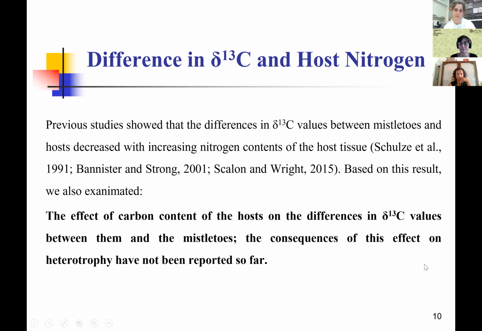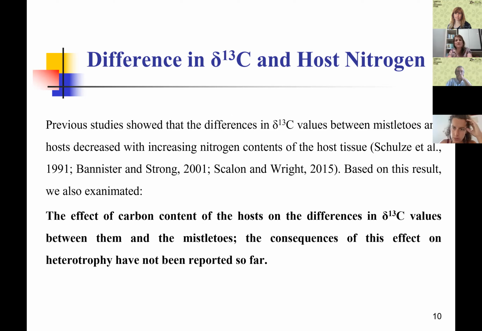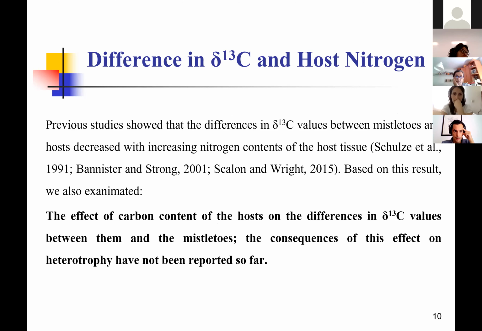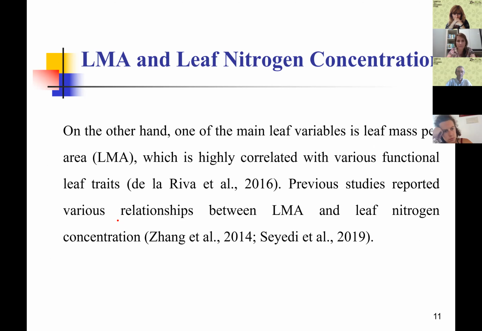Previous studies showed that the differences in delta-13C values between mistletoes and hosts decrease with increasing nitrogen content of the host tissue. Based on this result, we also examined the effect of carbon content of the hosts on the differences in delta-13C values between them and the mistletoes. The consequences of this effect on heterotrophy have not been reported so far.